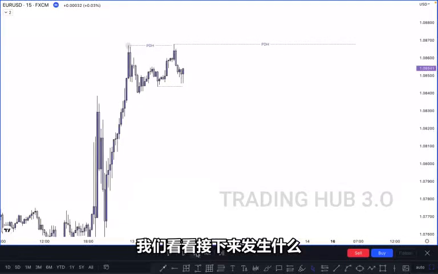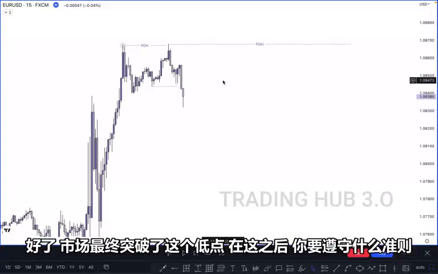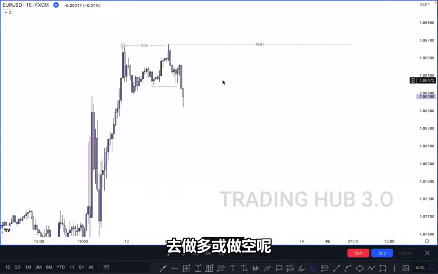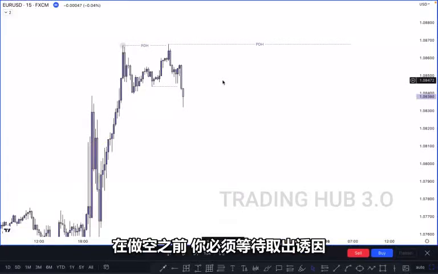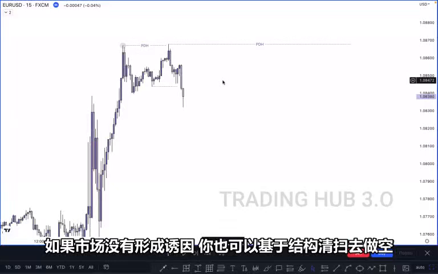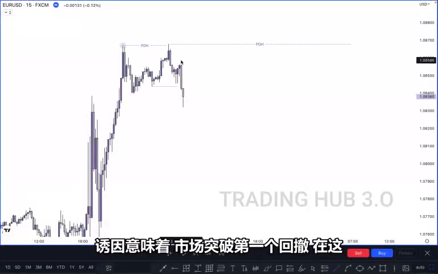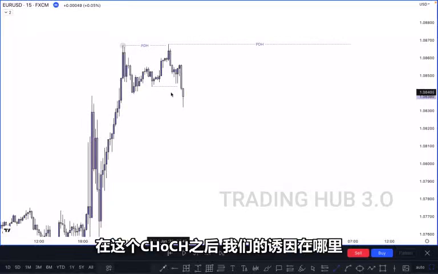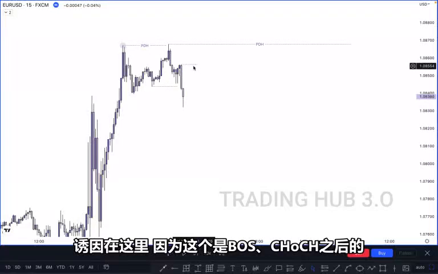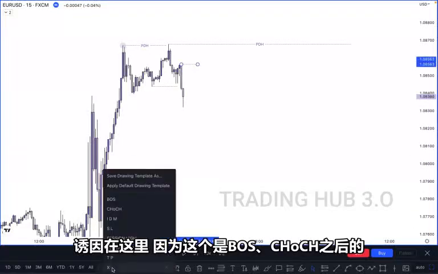So let's see what happened here. Okay, finally the market breaks this low, and after breaking this low, what criteria should you follow before the buy or sell? Always wait for the inducement to be taken out before the sell. If the market does not create inducement, you can also simply sell based on the structure sweep. So in the current price action, where is our inducement? Inducement means when the market breaks the first pullback, here, right? This one is our change of character. After this change of character, where is our inducement? Inducement is here, because this one is our first pullback after the break of structure, after the change of character.